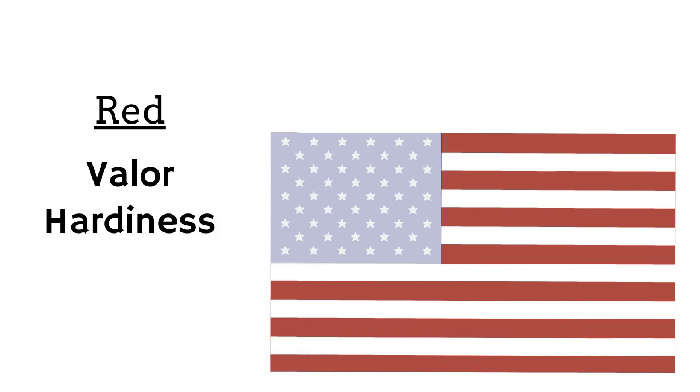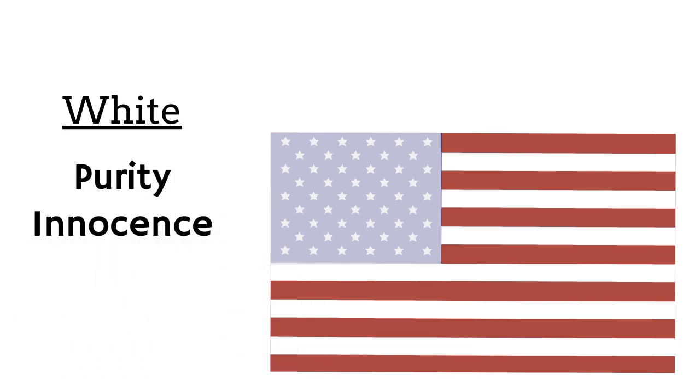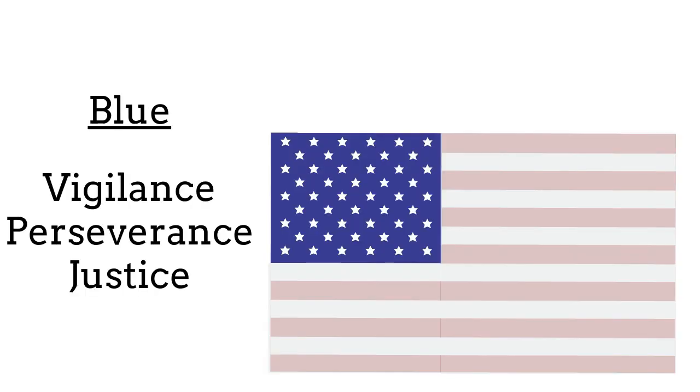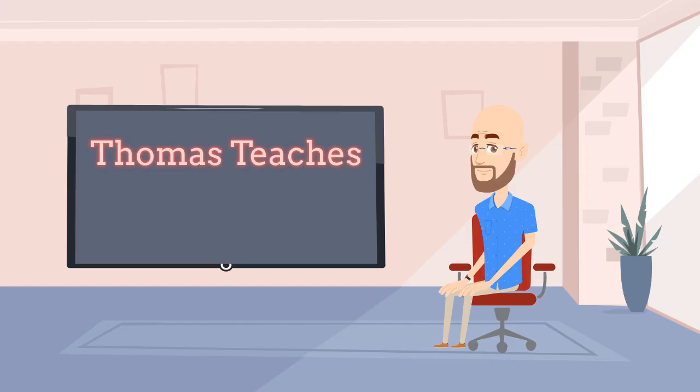Red. It stands for valor and hardiness. Less than a decade before, this newfound country battled for their independence. The white stripes and white stars on the flag stand for purity and innocence. The blue in the left-hand corner, which also signifies the sky amongst the stars, would signify vigilance, perseverance, and justice.